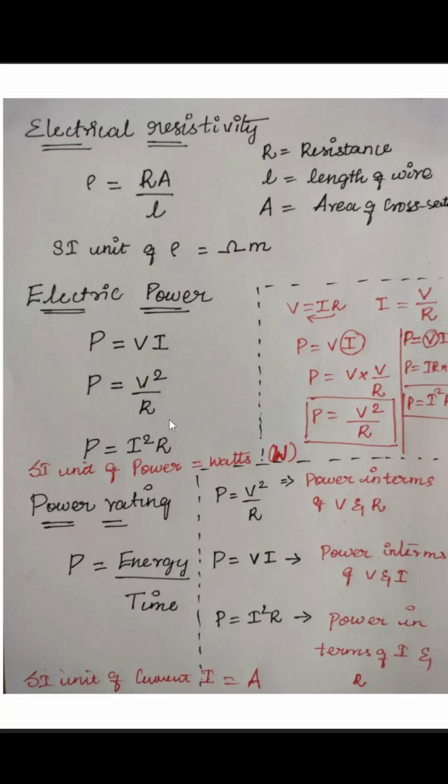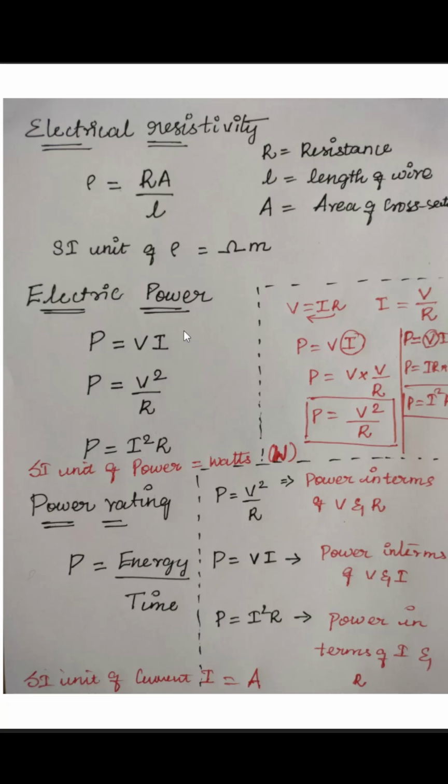This is the main question. We can get many questions from this topic: electric power. Normally the electric power formula is power equal to V into I, potential difference into current. Sometimes they will ask you to write in terms of V and R. That time we need to use this formula: power equal to potential difference square by resistance. Sometimes if they ask you to write in terms of current and resistance, that time you need to use power equal to I square R.